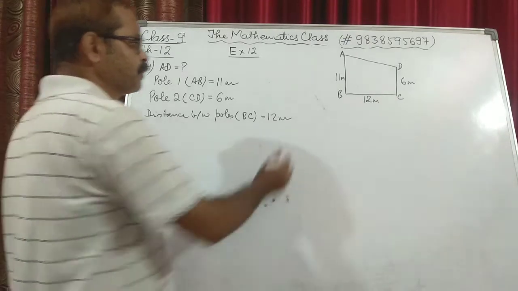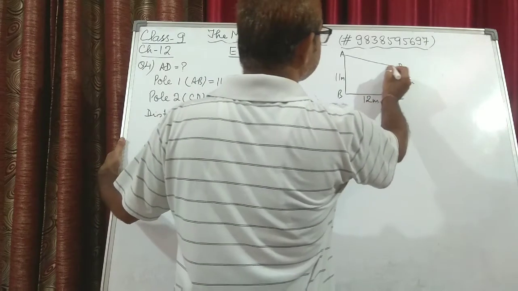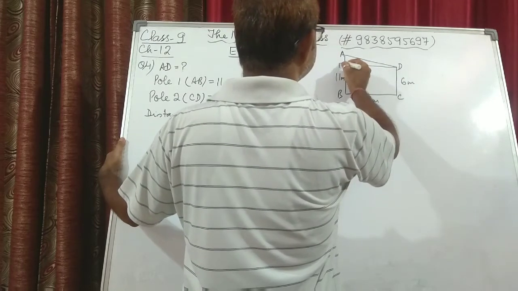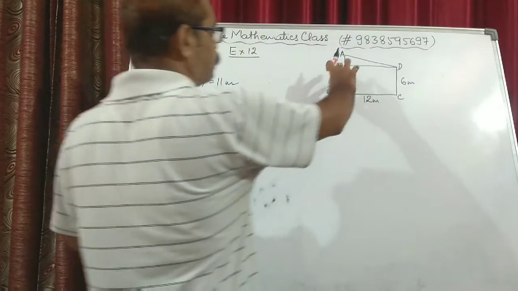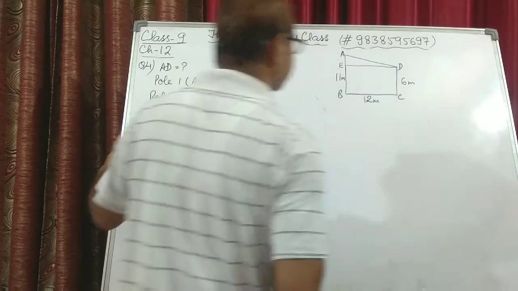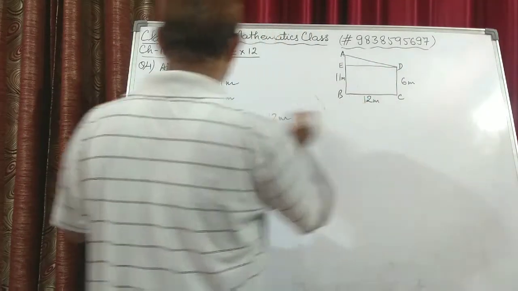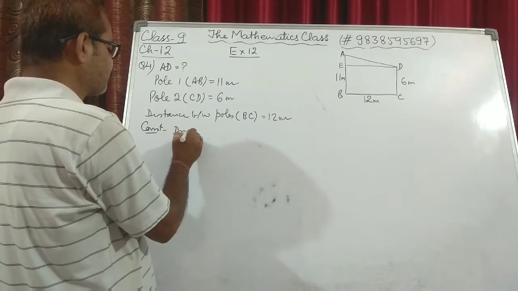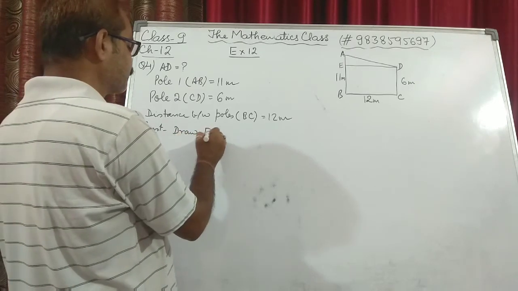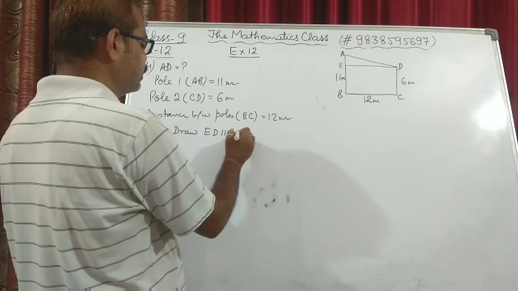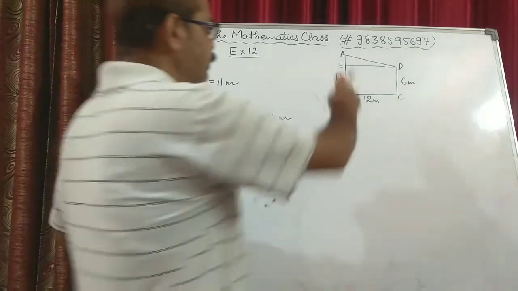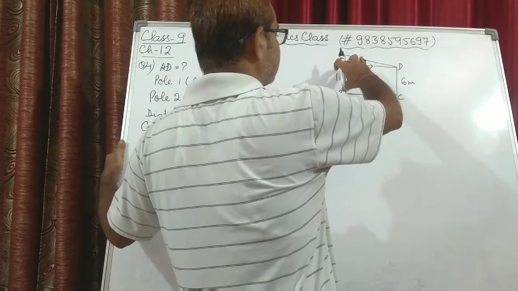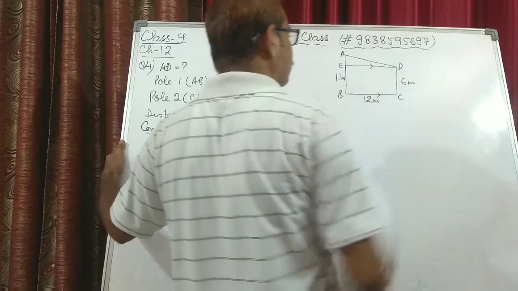What construction can we do? If this is BC, suppose I draw a line like this and name the point E. Now BE will be equal to CD. Why? Our construction was to draw ED parallel to BC. When ED is drawn parallel to BC, obviously BE and CD will be equal.